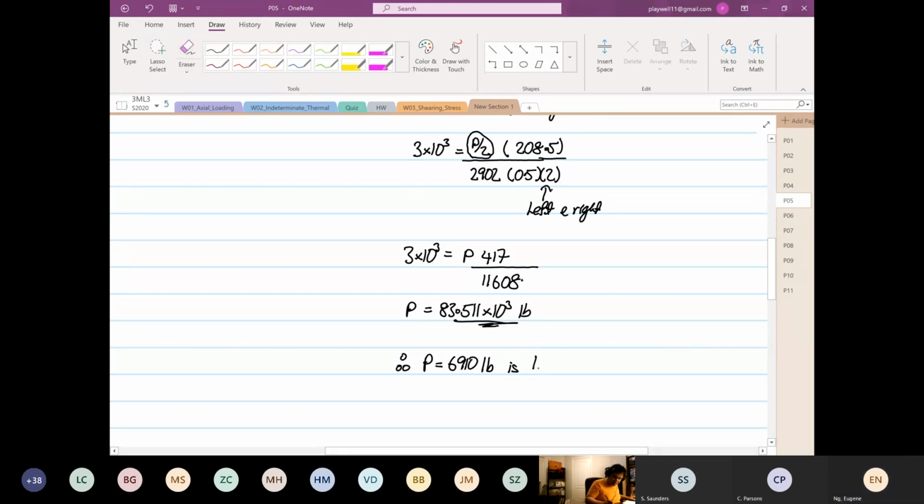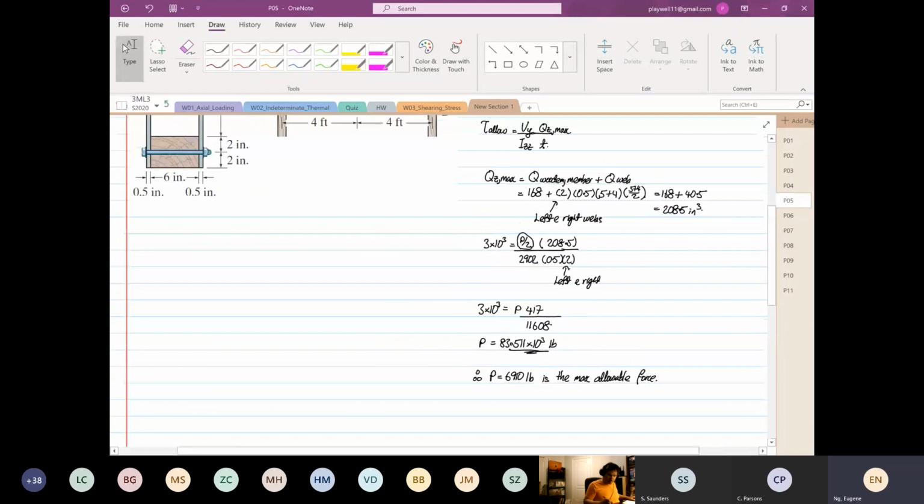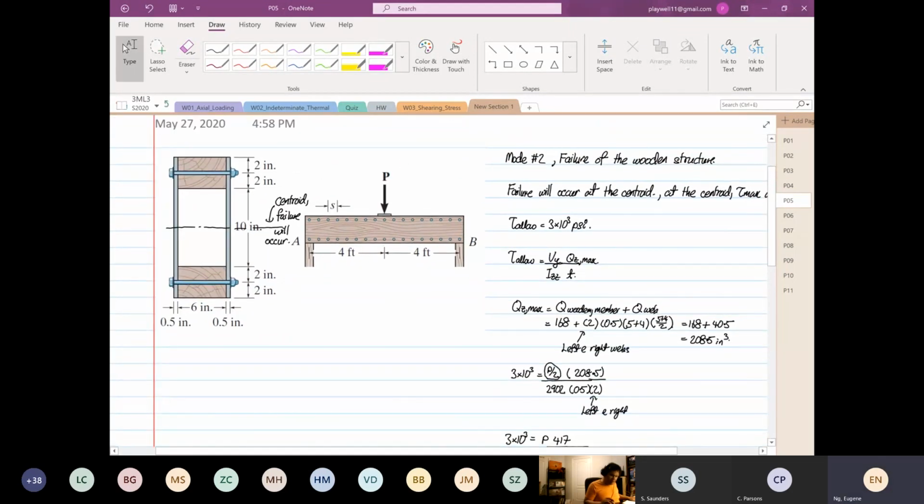Okay, so if this structure is going to fail, it's going to fail due to the fasteners, not due to the wooden structure. The wooden structure is significantly higher, more than 10 times higher. So if you want to increase the load without changing the wood, you can use a thicker diameter fastener. You can also reduce the spacing. That will increase it.